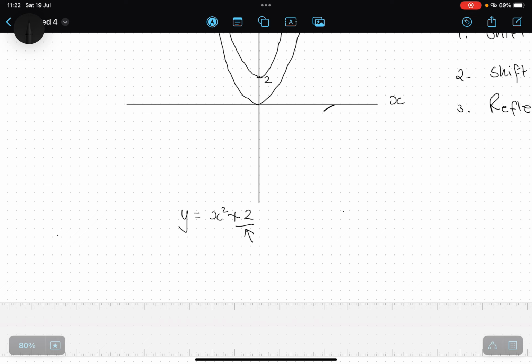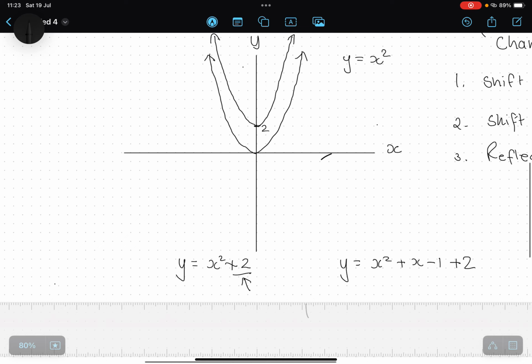Even if it was, let's say, y equals x squared plus x minus 1, and we want to shift this function here up by 2, we would still just add 2. We would just add a constant 2 to the end, okay, to get the new function. So that is how we would change the equation, and in terms of the graph, we would just shift it up by 2. Okay, so that is shifting up.